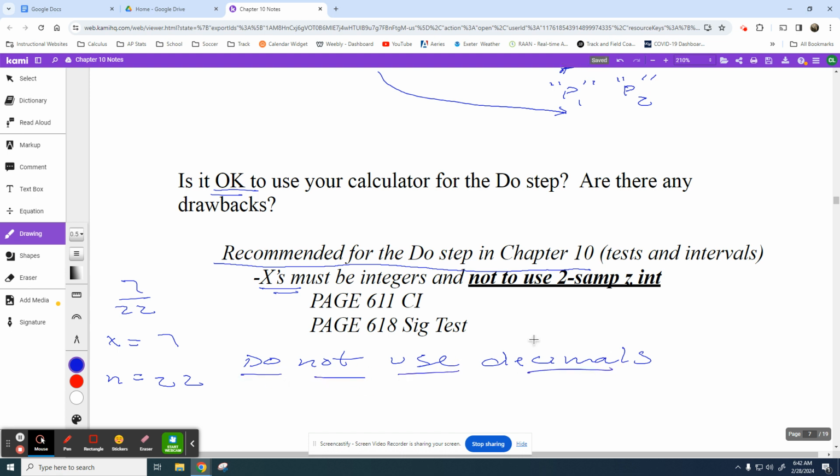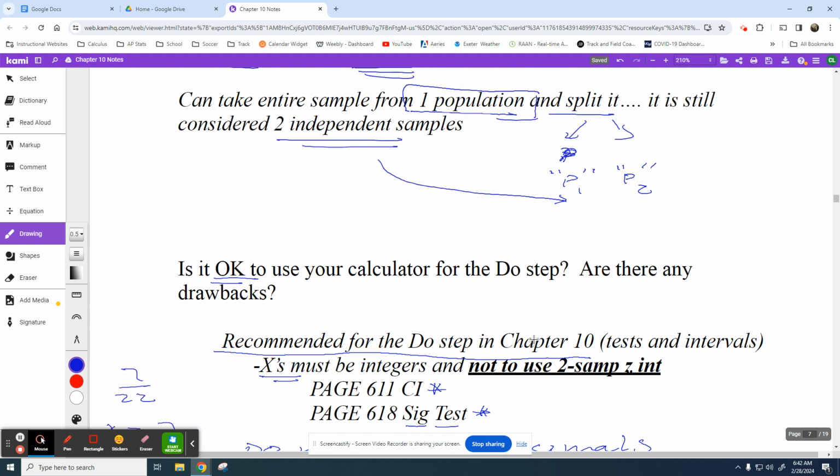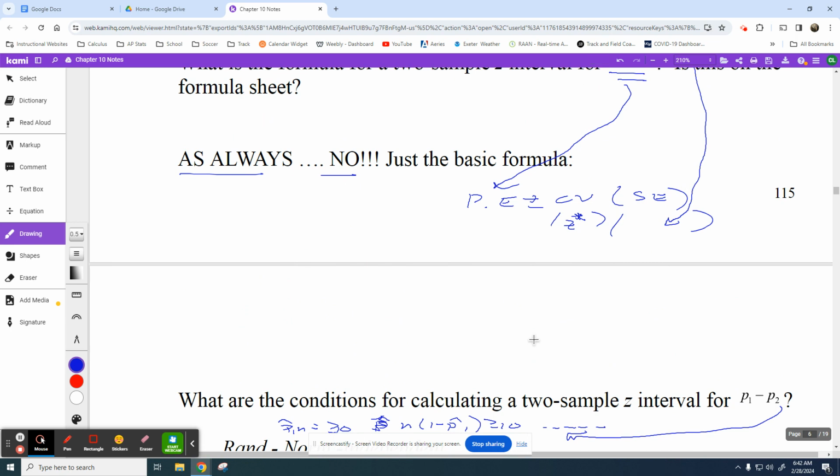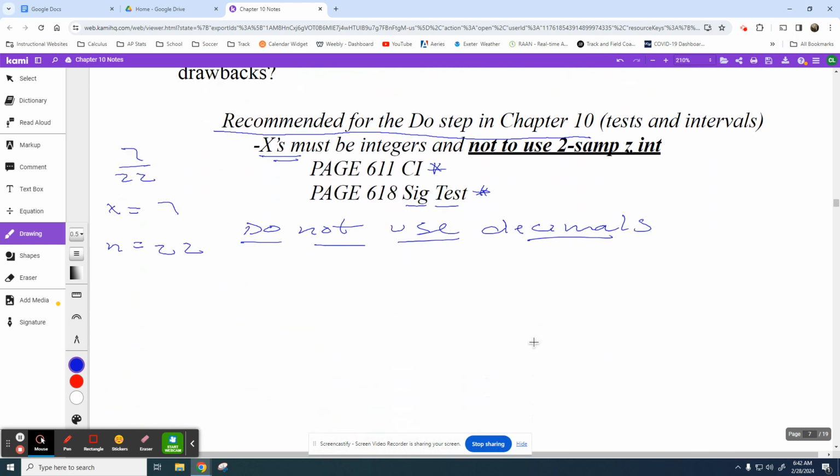Today, I'd actually mess around with the calculator. For the confidence interval, the directions are on page 611, and for the significance test that we did yesterday, it's on page 618. Now remember, you have to write out this formula. Go back here. You've got to write out this formula, so make sure that you label and write out the formula.